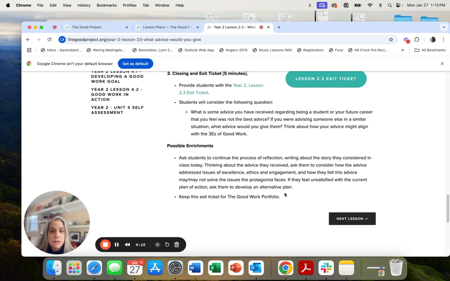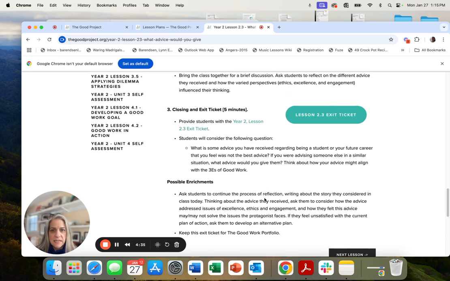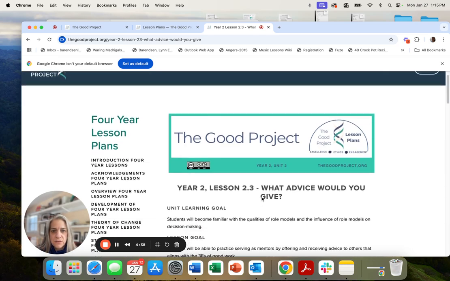Maybe go a little bit deeper, and ask them to consider how the advice addressed different issues, one of the 3 E's, and how they felt this advice may or may not have solved the issues. So encouraging that kind of continued meta-reflection, not only reflecting about the activity and the advice itself, but what they may have learned about the process of reflection. So that is lesson 2.3.